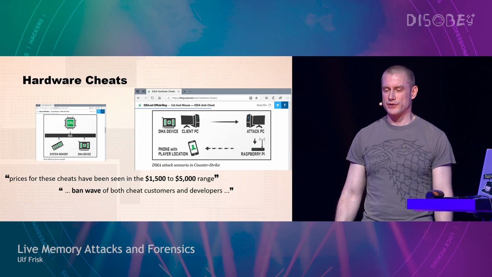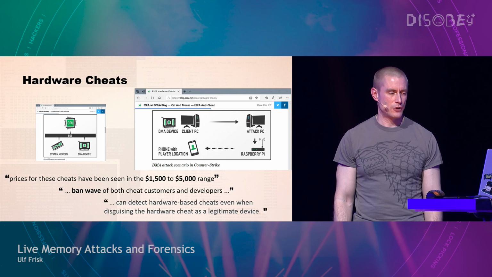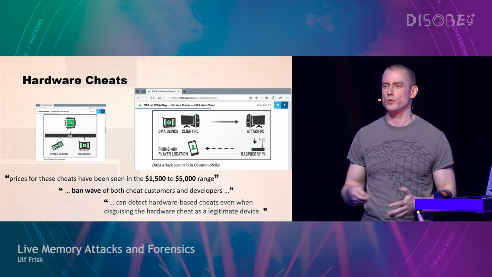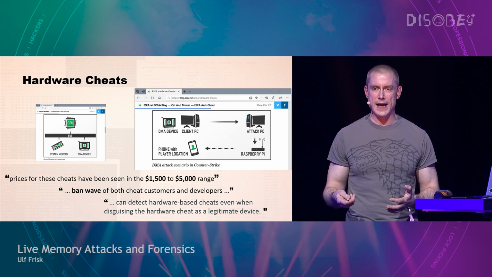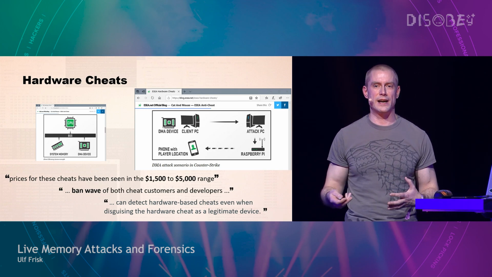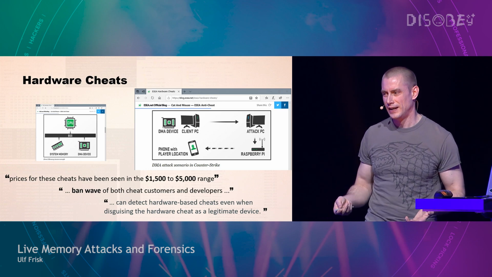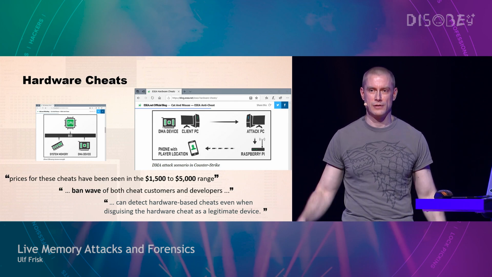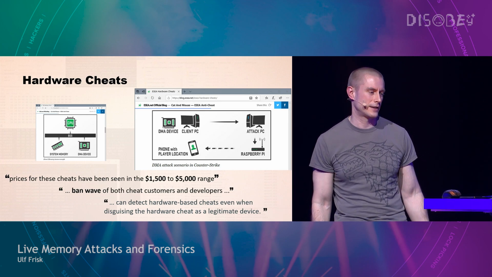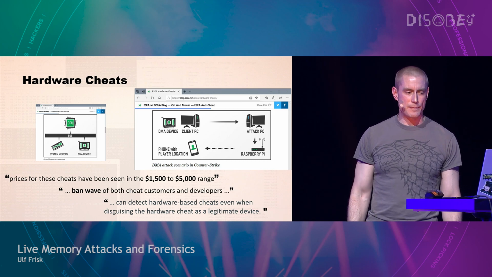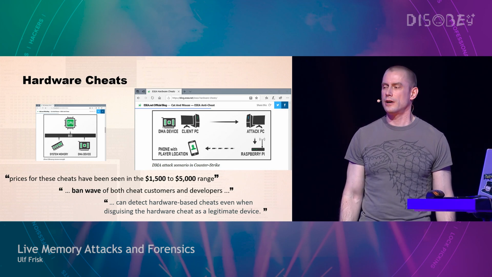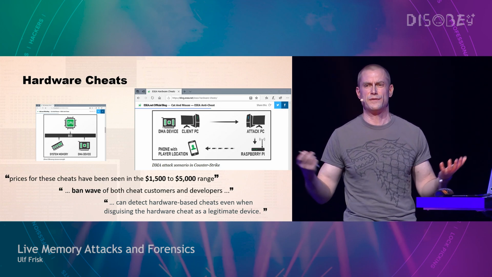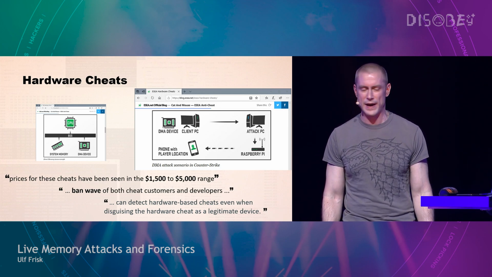And of course, it resulted in a ban for both cheat customers and developers. Initially, it was really easy to detect because most of the cheaters were using my standard FPGA bitstreams, which have some hard-coded device IDs in there, which is really unique. If you have this device when you're playing CSGO, for example, you're pretty much 100% a cheater. So of course, they got banned. But they also claim that they're able to detect hardware-based cheats, even when disguising the hardware cheat as a legitimate device. I don't know if that's true in all cases, but it certainly makes things a lot harder.